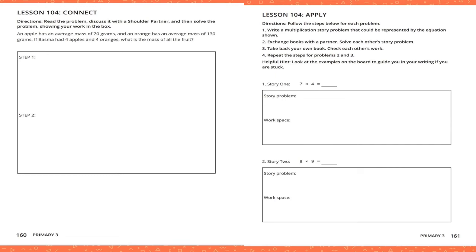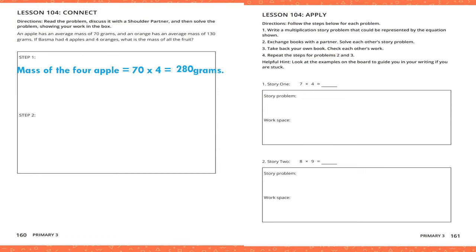So, the first step is to get the mass of the 4 apples. So, 70 times 4: 0 times 4 equals 0, 7 times 4 equals 28. The total answer will be 280 grams.